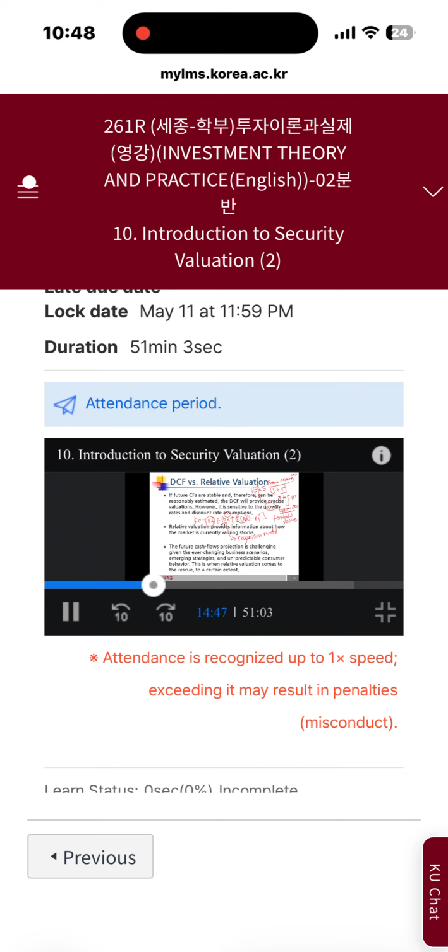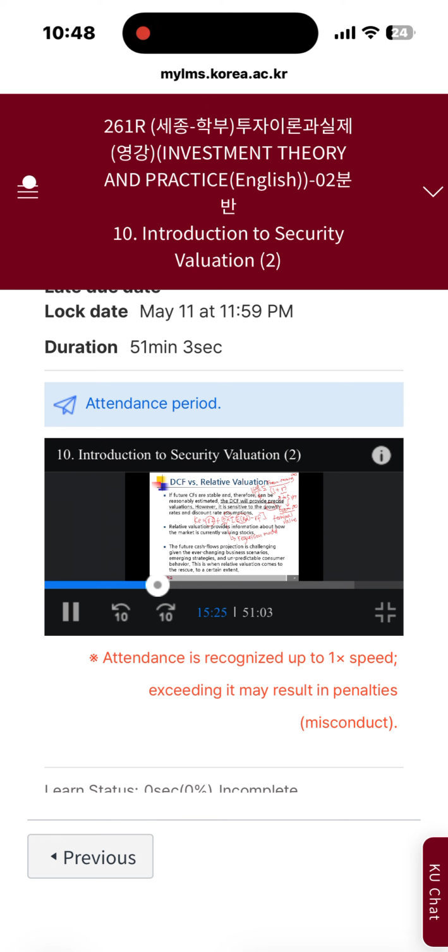So what is your logic for using, say, 3% as a long-term terminal growth rate? And what is your logic for your discount rate? And anyway, the future cash flows projection is challenging given the ever-changing business scenarios, emerging strategies, and unpredictable consumer behavior. So it's almost impossible to predict the future. So you need to make some assumption in a logical and very convincing way.